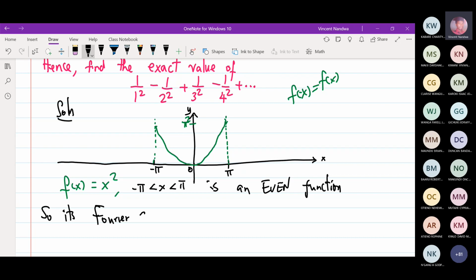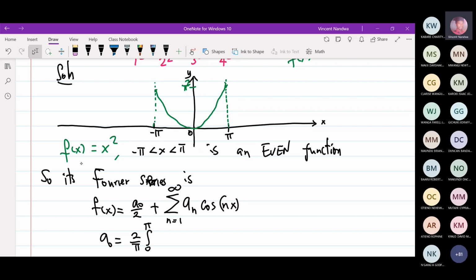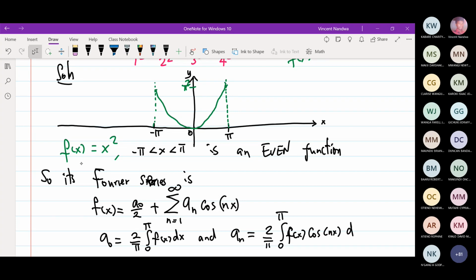is cosine, simply cosine, yes. f of x equals a naught over 2 plus summation n from 1 to infinity of an cosine of nx, where a naught would be 2 over pi, 0 to pi of f of x dx, and an is 2 over pi, 0 to pi of f of x cosine of nx. So the bn is not there because it's 0, since the function given is even.